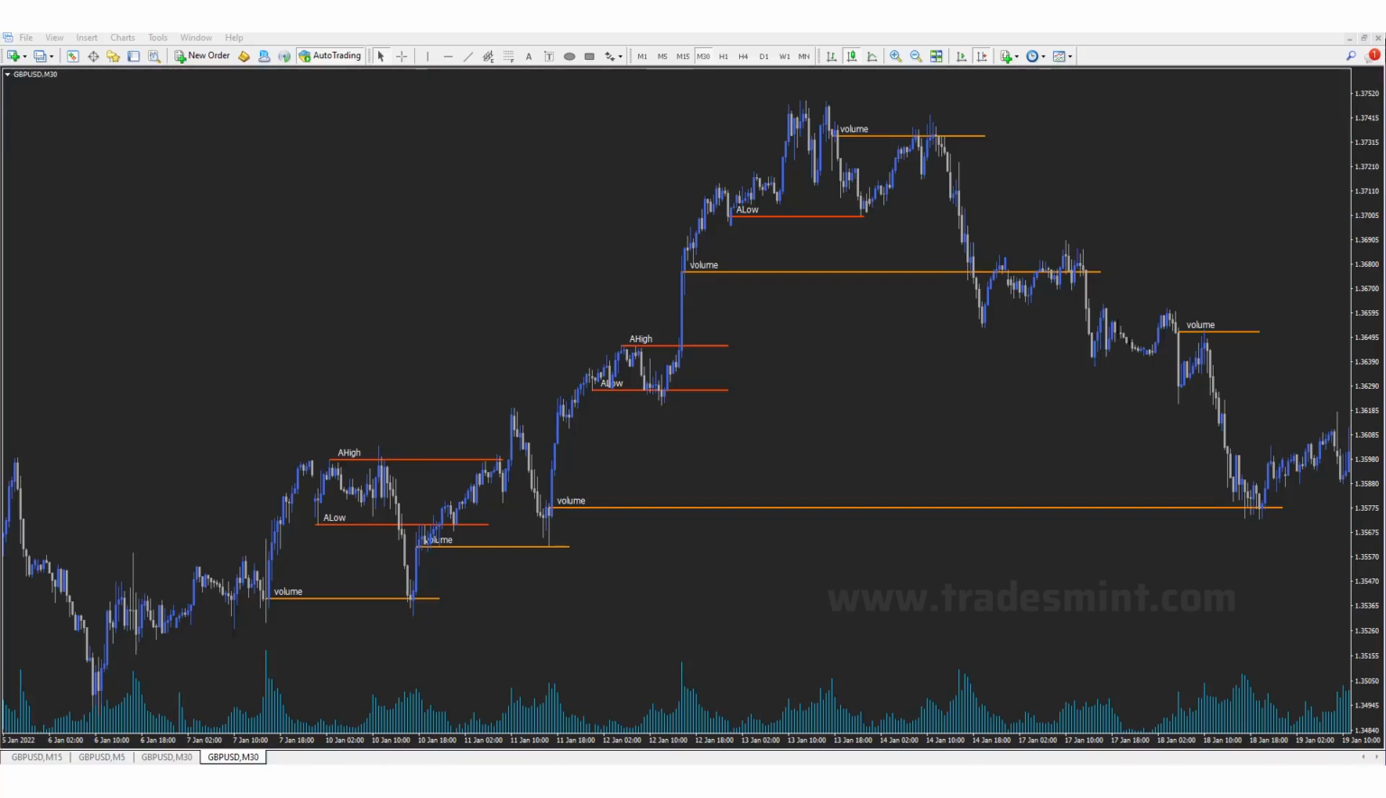Key levels. The key levels are for me the price levels where something important happened, like rejection or continuation of the move, and I prefer to mark them on the M30 time frame and based on the volume. So I'm choosing the highest volume candles, and I'm watching the price action.